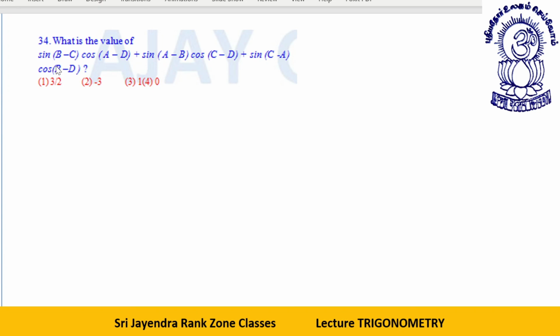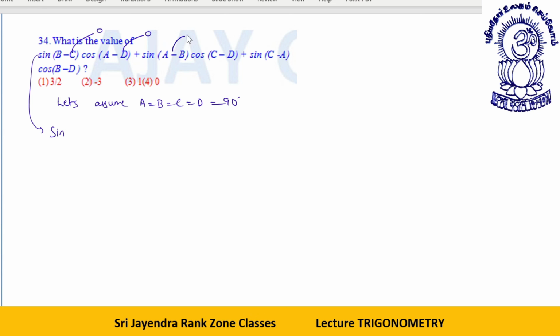What is the value of sine(b minus c) cos(a minus d), plus the other similar terms in a, b, c, d? Let's assume a, b, c, d are all the angles of a square or rectangle. Let's say all of them are 90 degrees. If I assume all the angles as 90 degrees, then what will happen? The first thing will be b minus c, a minus d, a minus b, c minus d, everything will be 0.